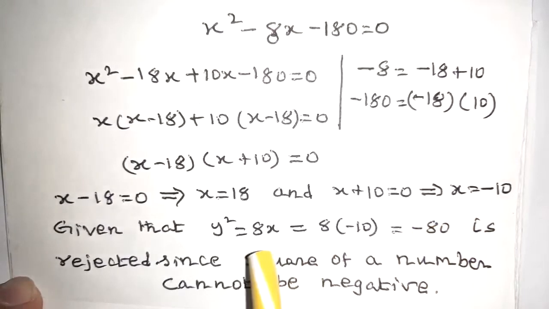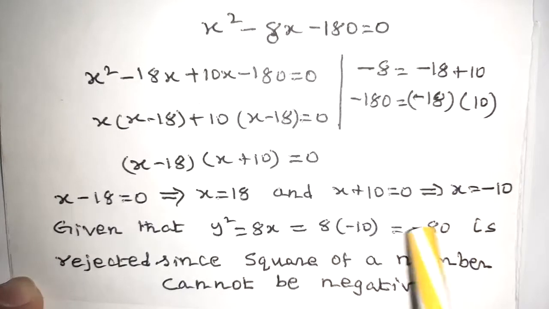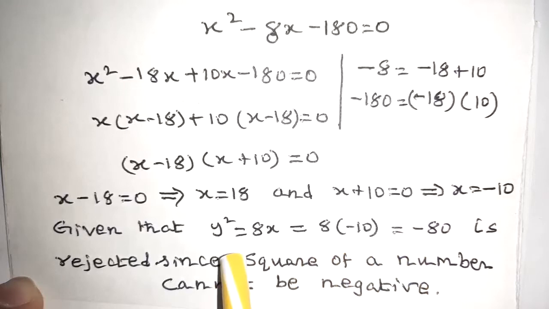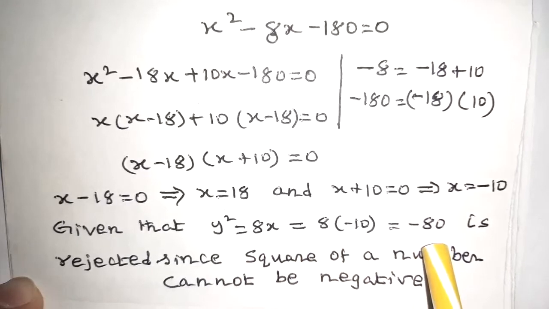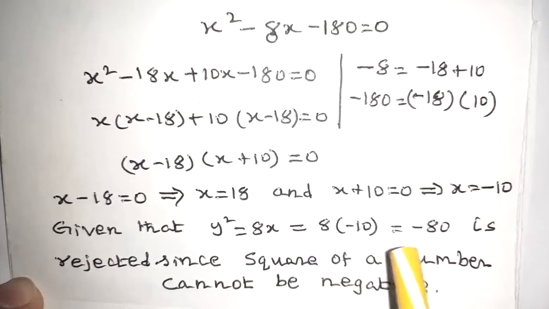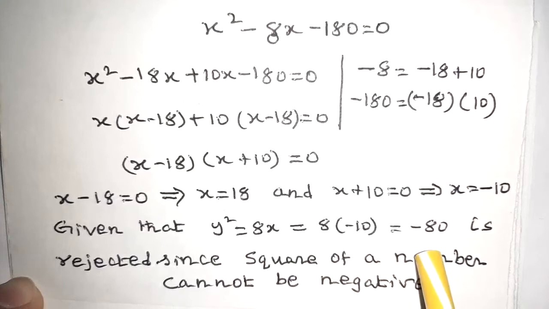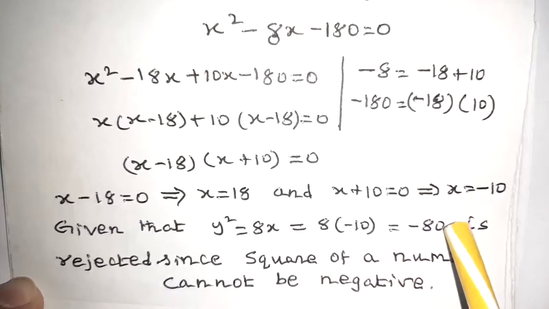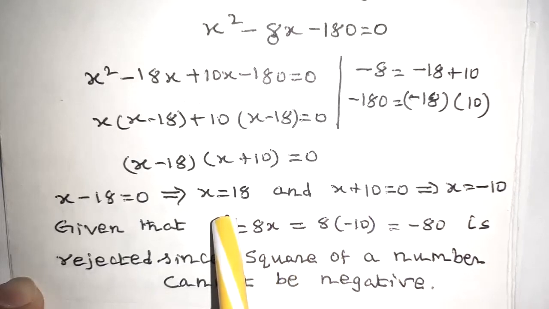We can see this. y square equal to 8x. 8 multiplied by x, which is minus 10, equals minus 80. That is, we got that the square of the smaller number is negative. This is impossible because the square of a number is always greater than or equal to 0. It cannot be negative. Hence, we reject the value x equal to minus 10 and we consider x equal to 18 only.